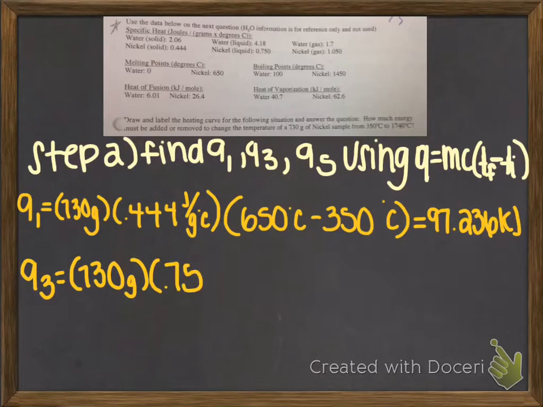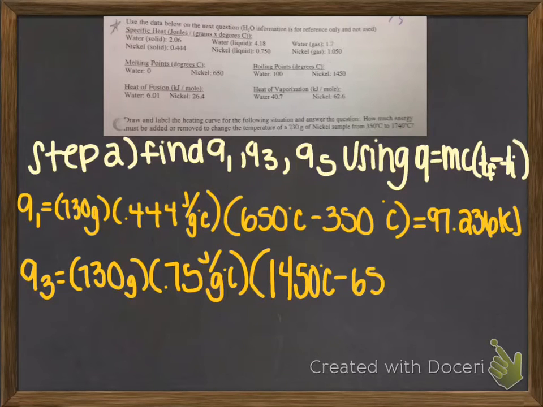So going on to Q3, the mass stays the same, 730 grams. We know that Q3 is in the liquid state, so its specific heat is 0.75, and then we look on the graph and see that the final temperature of Q3 is 1,450 degrees Celsius, and the initial temperature is 650 degrees Celsius. So you're going to get 438,000, but I once again converted it to kilojoules.